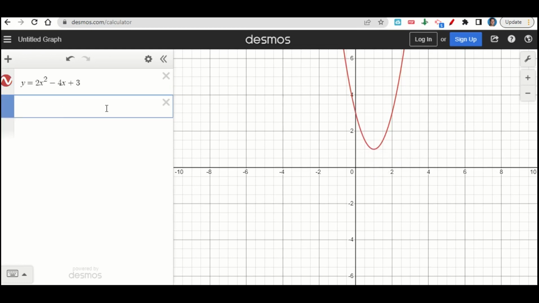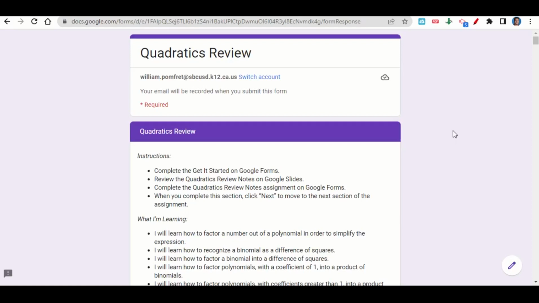We could also do it in vertex form, so y equals x minus 3 squared plus 5. And we can see here that our vertex, if we click on it, is at 3, 5. So this is how you can use Desmos to check your work when trying to find the location of the vertex of a quadratic. Let's take a look now at the Quadratics review assignment.